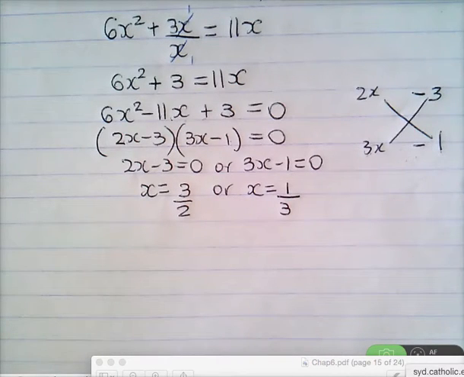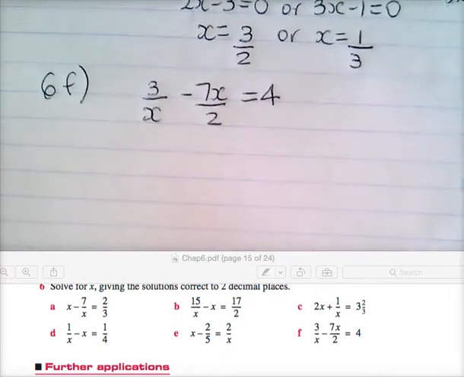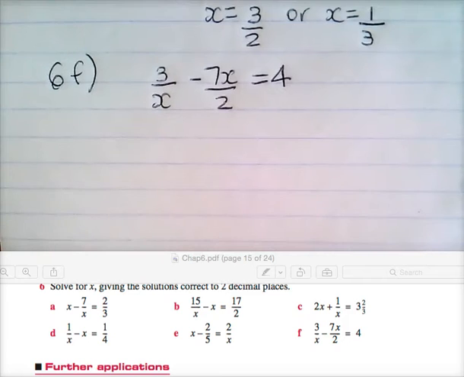I'd like you all to practice another one, which is, can't seem to find it. Here's the same question, question 6, but this is question 6F. So how would I solve this? What do I need to get rid of? Girls, we don't want equations with fractions.